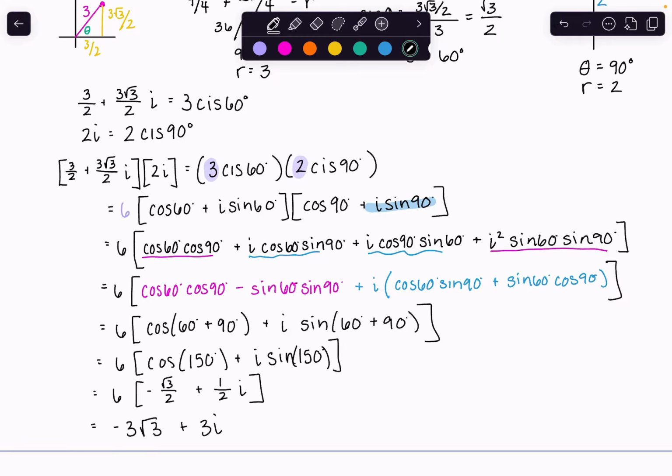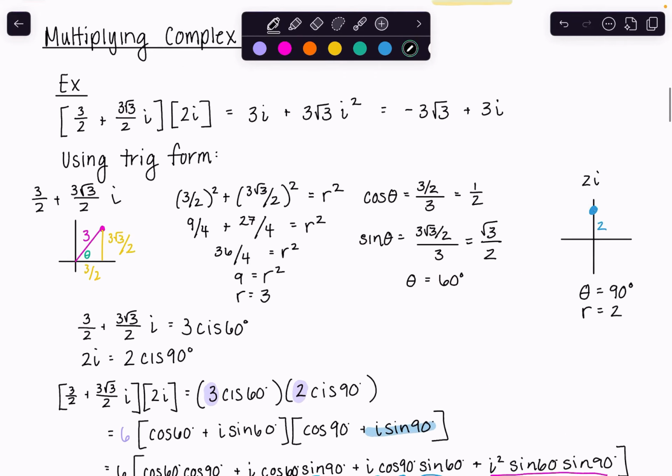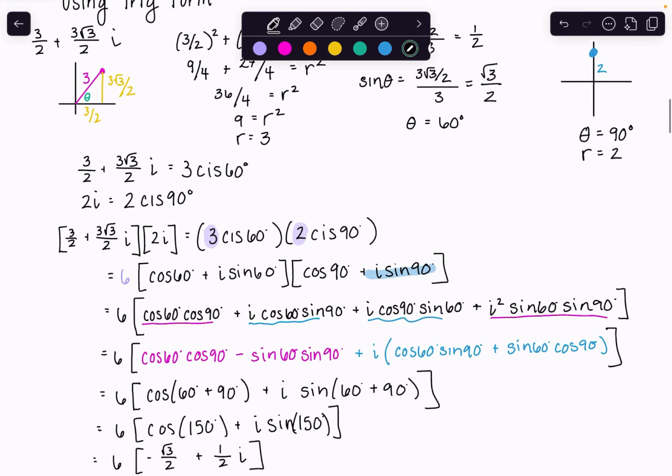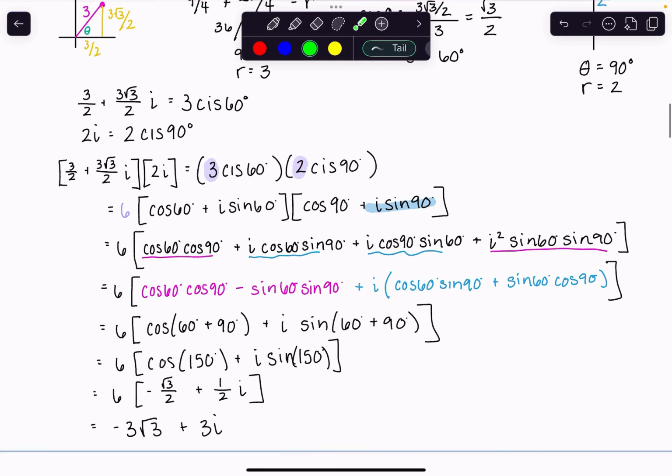Okay. So this seems like a lot of work in comparison to the fact that that multiplication was very easy to do. But the beauty of this is if you have really complicated numbers, or say we're multiplying 3 or 4 of them, you can instead look at that trig form, and all you do is multiply your two R values. Here, those R values were 3 and 2, and then you just add the angles together.